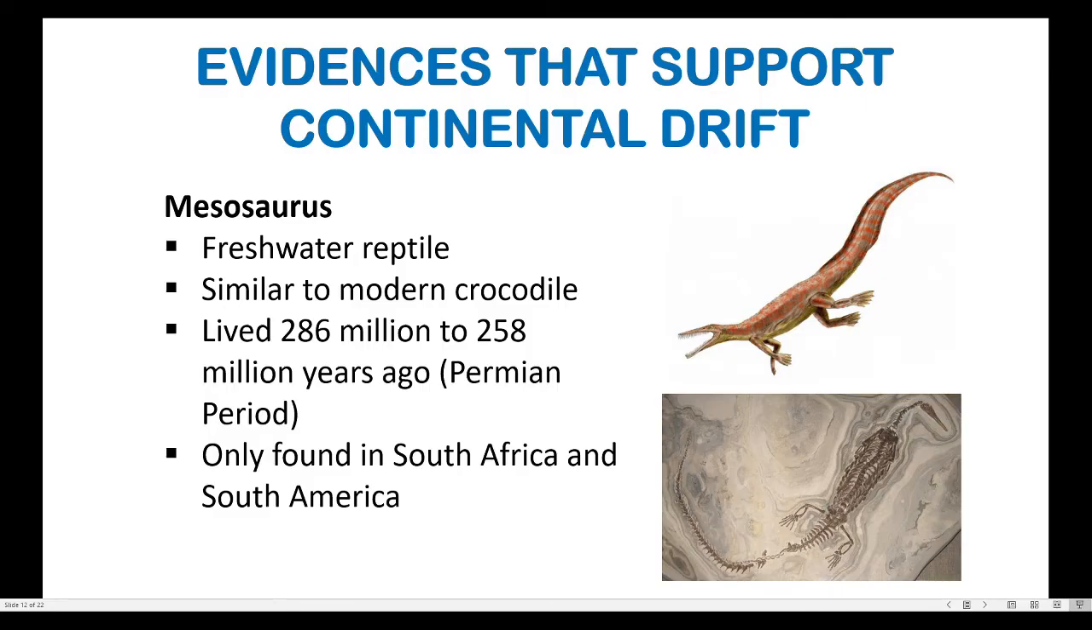It was only possible because maybe South Africa and South America were once connected, and this Mesosaurus was able to walk from South America to South Africa or vice versa. And then after some time, nung namatay na sila, naging fossil na sila in both places. And tsaka naghiwalay si Africa and si South America.